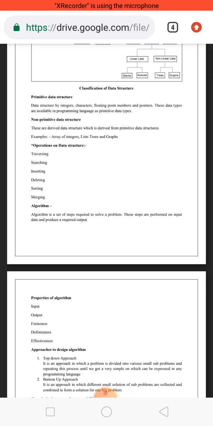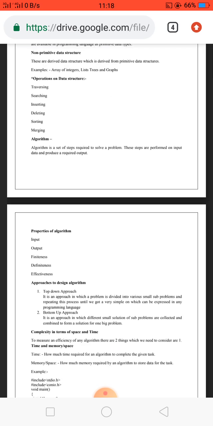Definiteness means the algorithm should not be ambiguous. Ambiguous means confusion. It should be clear and concise. And effectiveness means it should not eat so many resources. It does not require too much time to produce the output. It does not require too much memory. So by considering all those properties, we need to develop an algorithm to solve a particular problem.